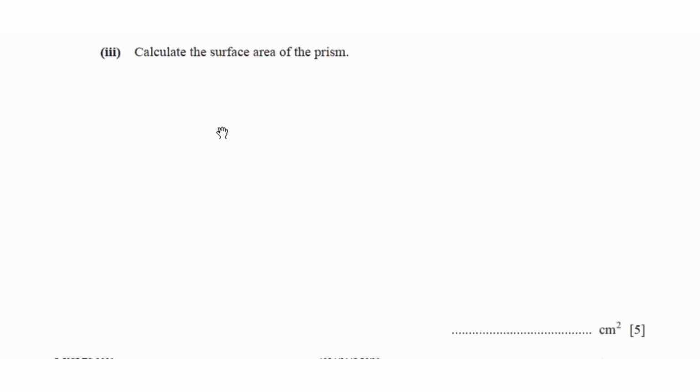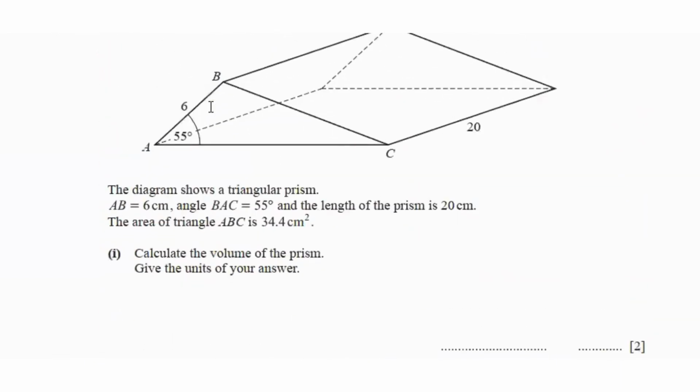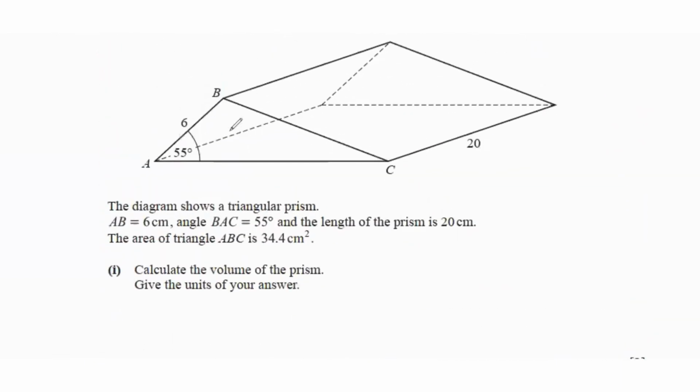Next part says calculate the surface area of the prism. To calculate the surface area of the prism, we need to first figure out what lengths we have. We have this 14, so this is also 14. This is 20, this is 6, and this is also 20. What we're missing is the length of BC. That's what we need to find.